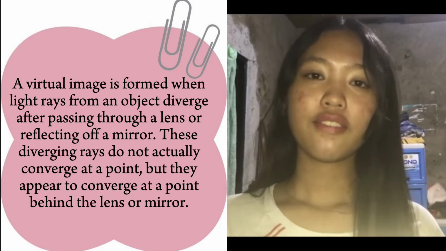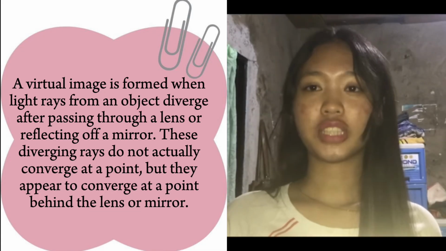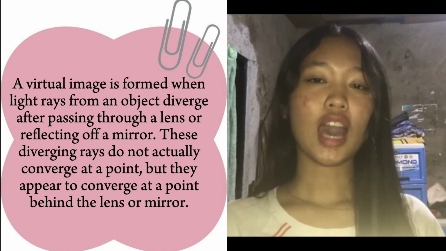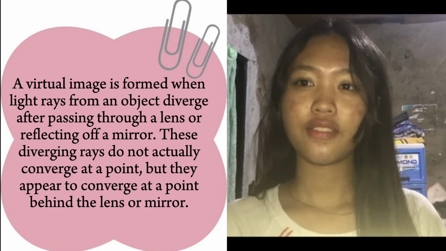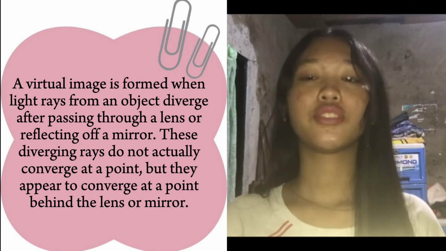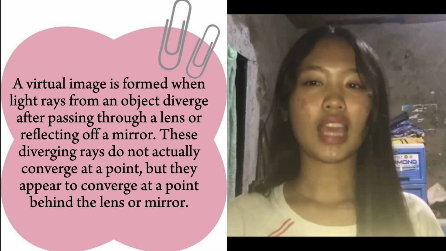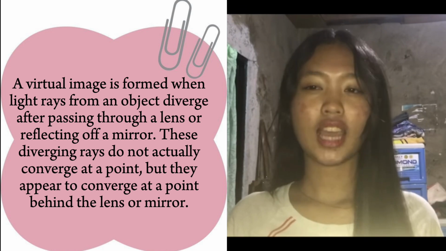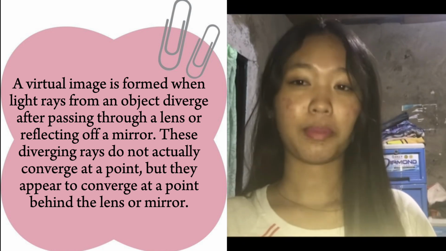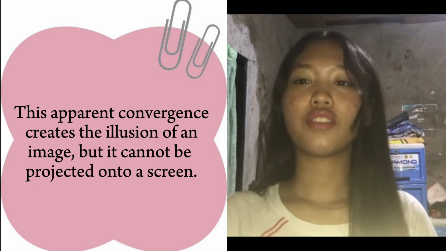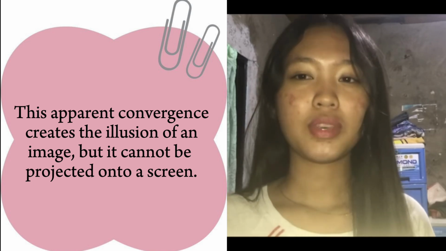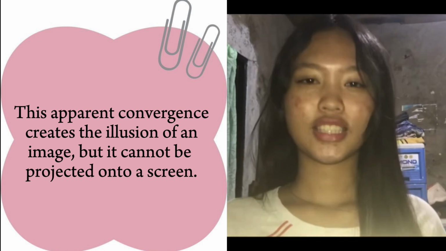What is a virtual image? A virtual image is formed when light rays from an object diverge after passing through a lens or reflecting off a mirror. These diverging rays do not actually converge at a point, but they appear to converge at a point behind the lens or mirror. The apparent convergence creates the illusion of an image, but it cannot be projected onto a screen.